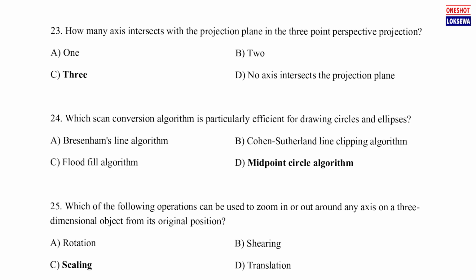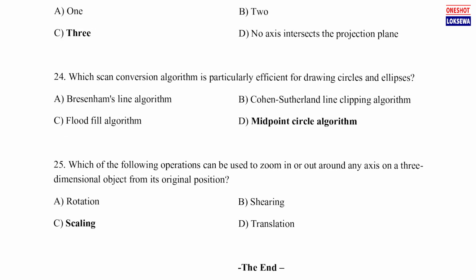24. Which scan conversion algorithm is particularly efficient for drawing circles? A. Bresenham's line algorithm, B. Cohen-Sutherland line clipping algorithm, C. Flood fill algorithm, D. Midpoint circle algorithm. 25. Which of the following operations can be used to zoom in or out around any axis on a three-dimensional object from its original position? A. Rotation, B. Shearing, C. Scaling, D. Translation. The end.